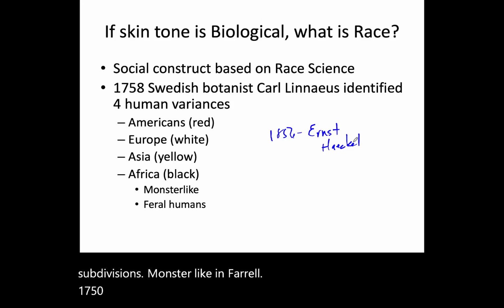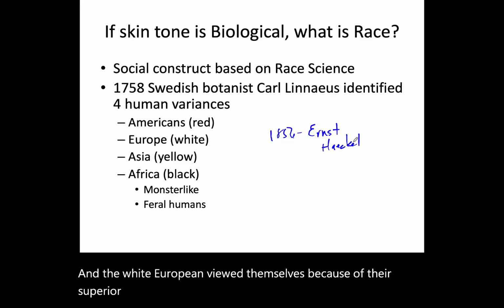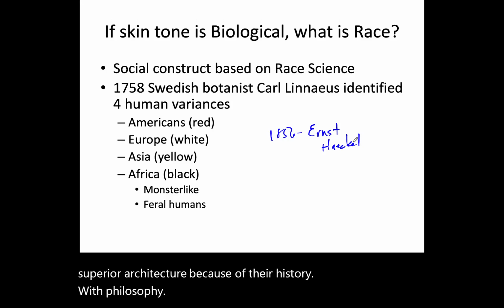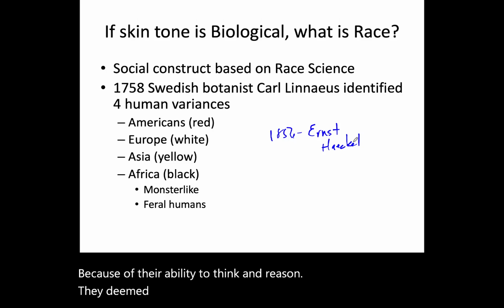1758 is the birth of race science. And the white European viewed themselves, because of their superior architecture, because of their history with philosophy, because of their ability to think and reason, they deemed themselves superior.